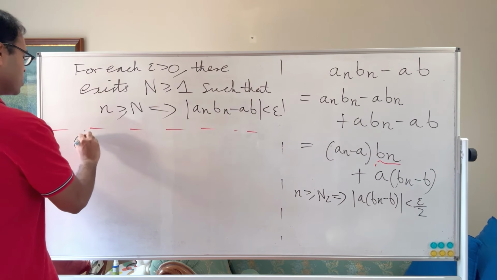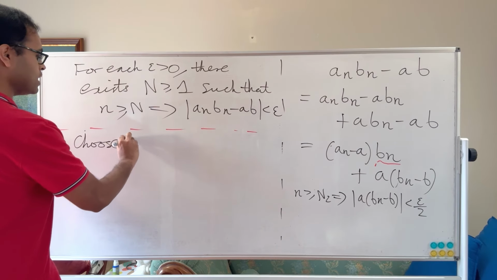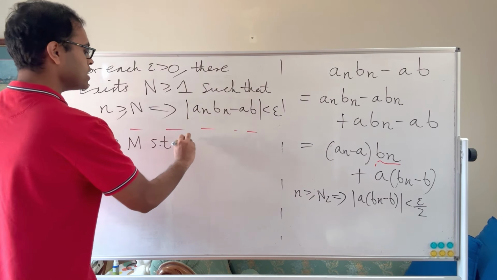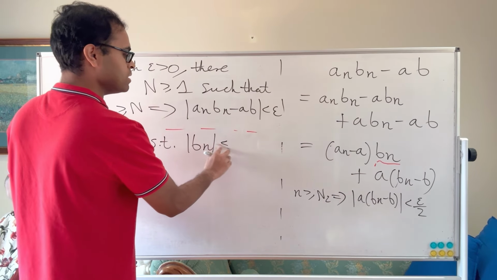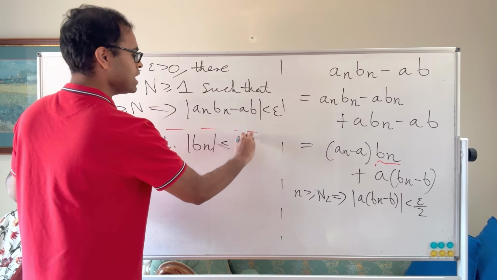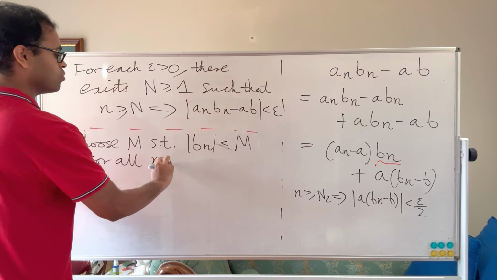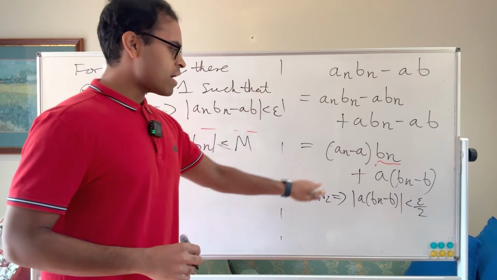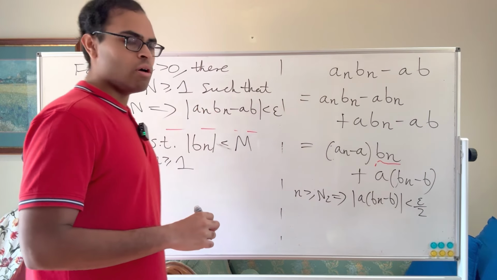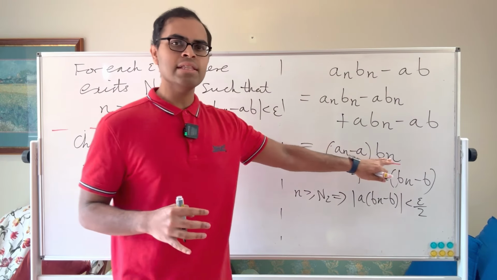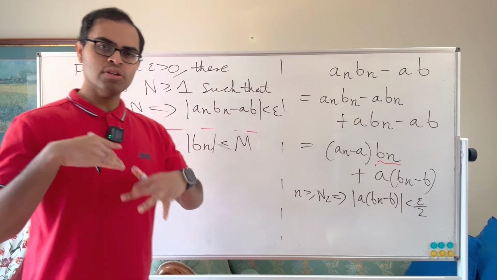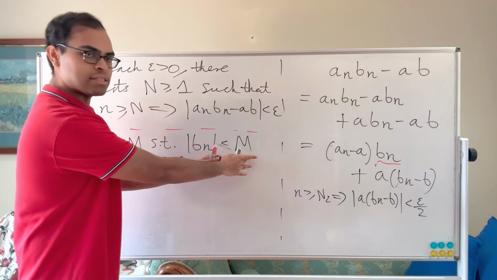But what we can do is use that fact to choose big M such that the absolute value of Bn is less than big M. It doesn't really matter whether it's less than or equal, for all n greater than or equal to 1. And now what we want to do is use the fact that an approaches a. So we've effectively made the Bn constant in some sense. We're using an inequality to bound it by some constant.